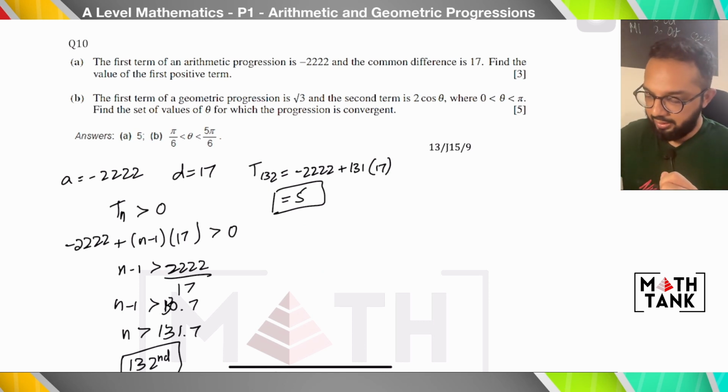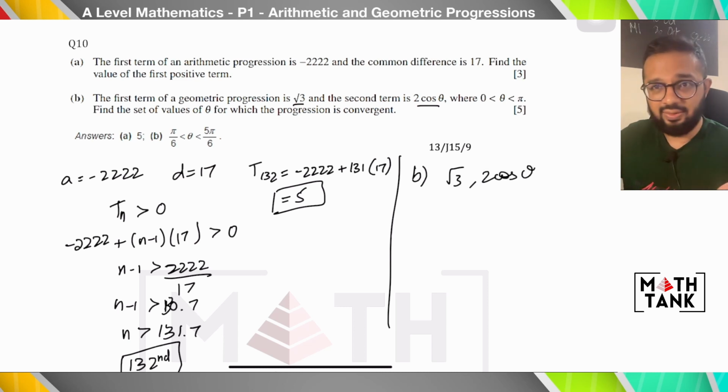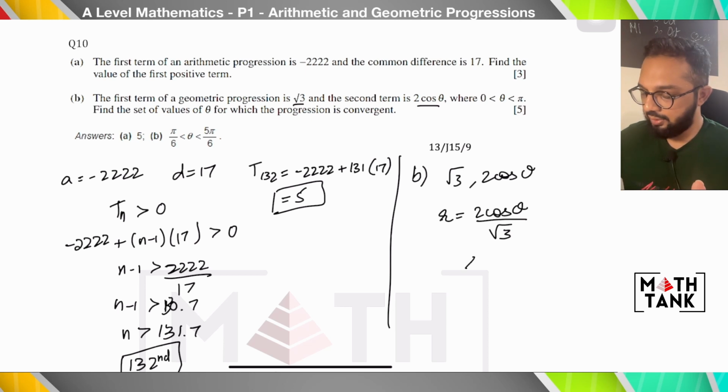Okay. Part B. It says the first term of a geometric progression is root 3 and the second term is this. Okay. Find the set of values for which the progression is convergent. It's a similar question that we've done for tan theta just now. So R is basically 2 cos theta over root 3. And I know that for this to be convergent, R should be between minus 1 and 1. 2 cos theta over root 3.